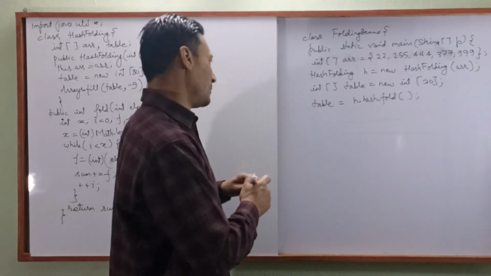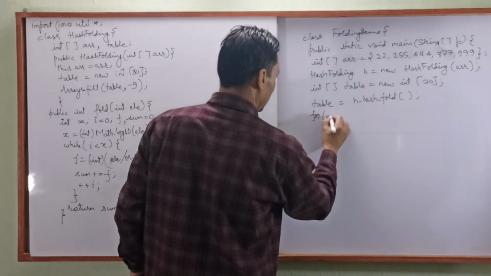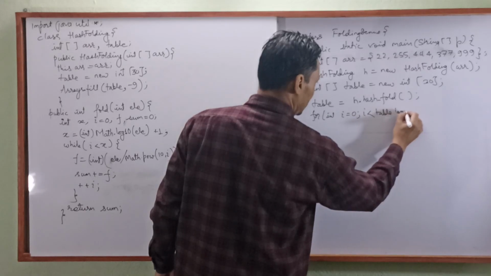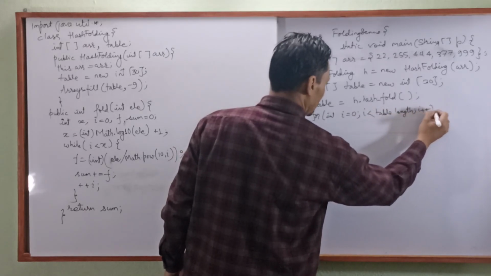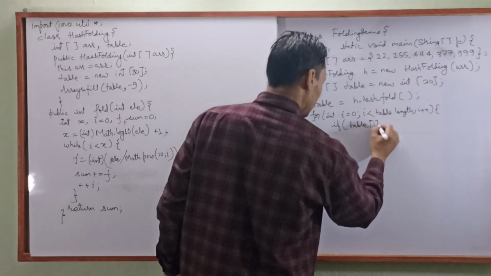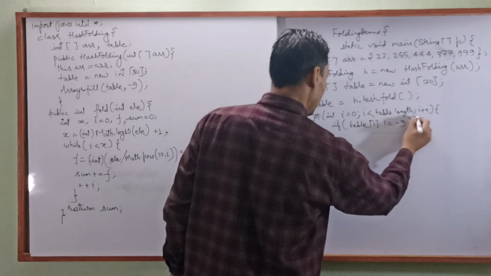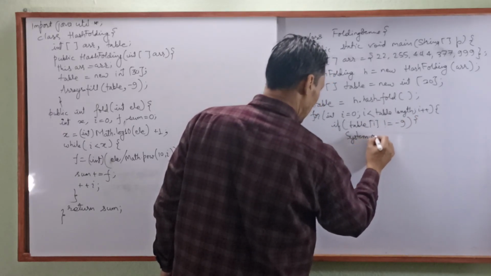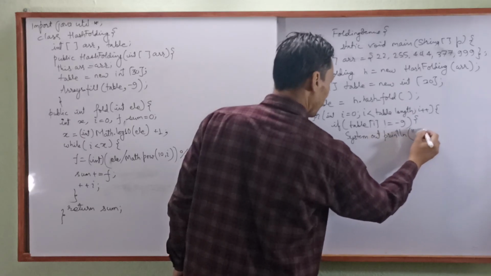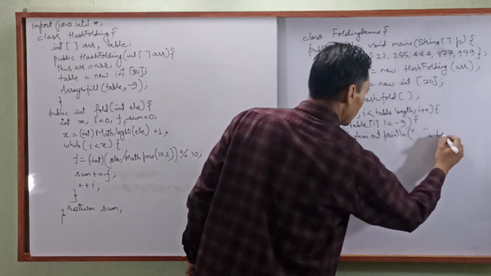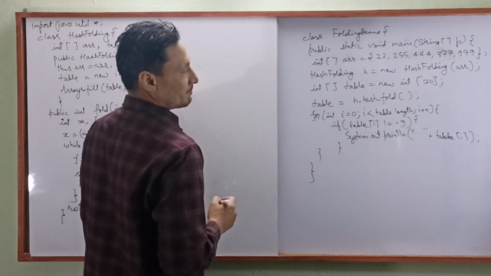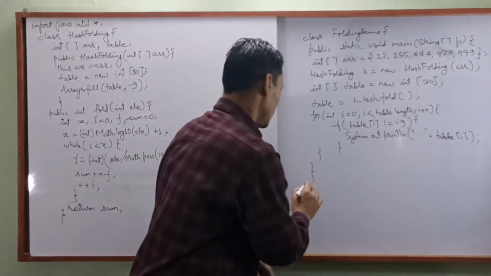Now we have to simply display this table. For int I is equal to 0, I less than table dot length, then I plus plus. Now we have to check if table I is not equal to -9, then we'll display with system dot out dot println plus table I. Simple. This one is here, this one is here, this one is here, this one for the class.